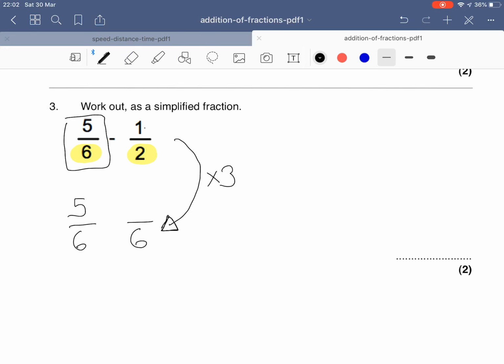So we need to do 1 times 3 as well, so that's 3. Now we can take them away. So 5 over 6 take away 3 over 6, bottom stays as a 6. We could do 5 take away 3, which is 2/6. So to simplify it, think of your factors of 2 and 6. So what number can go into 2 and into 6? So 2 can go into both of those numbers. So we can divide by 2. So 2 divided by 2 is 1, and 6 divided by 2 is 3. So it simplifies to 1/3.